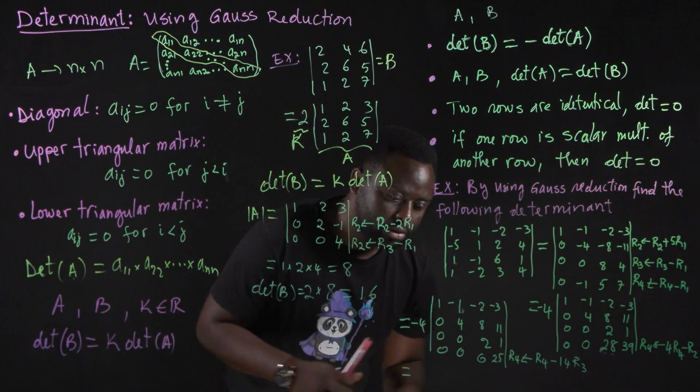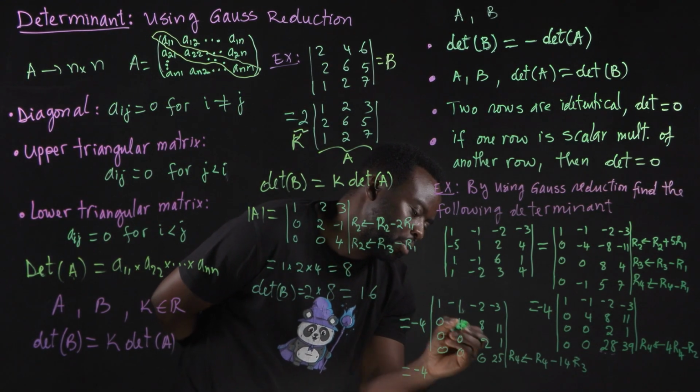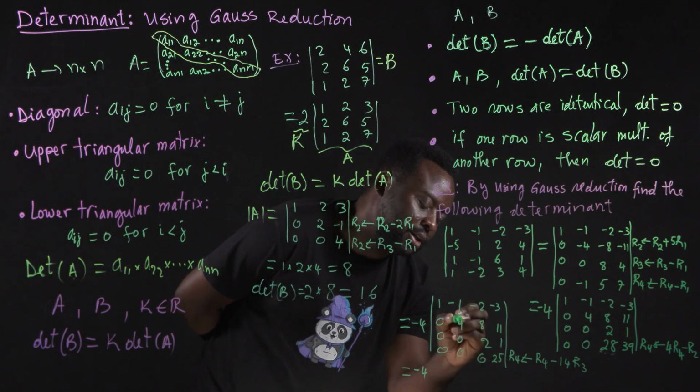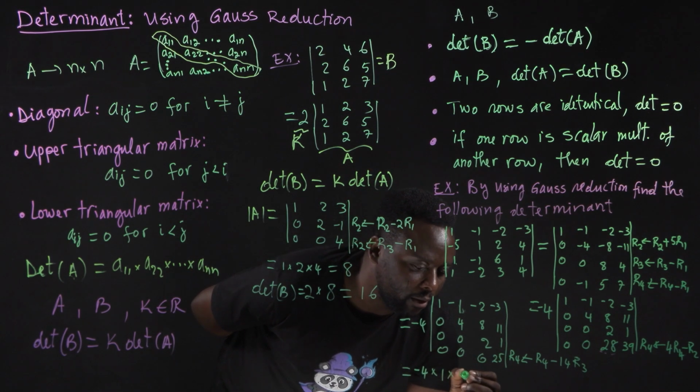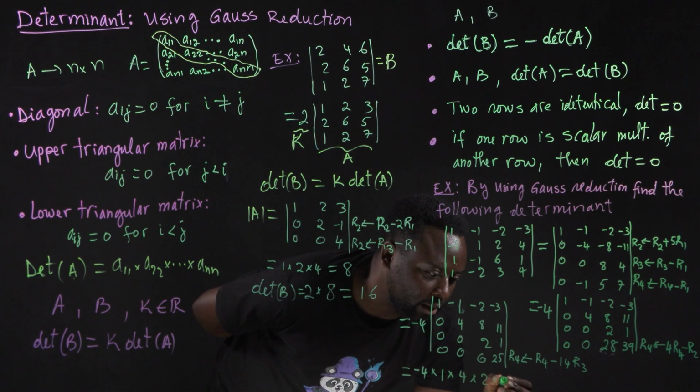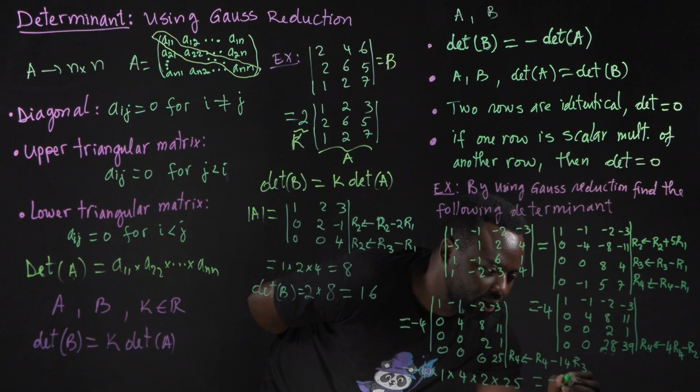So the determinant is minus 4. This negative 4 multiplies the entries of the diagonal here. So this is times 1, times 4, times 2, times 25. I think this is minus 200.